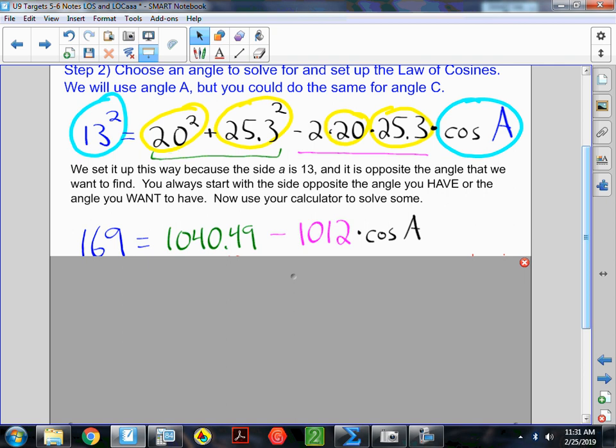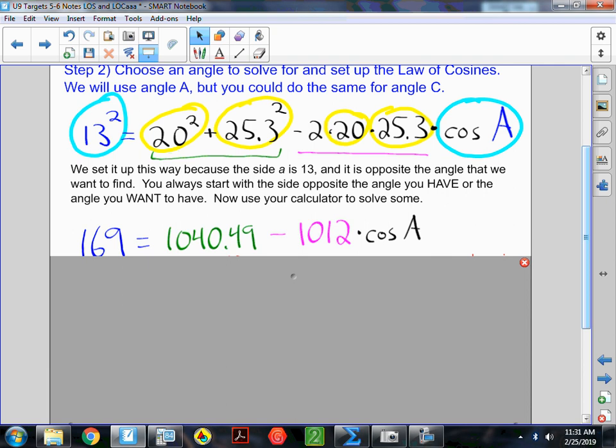So I did a little bit of simplifying. I put it in green there. 20 squared plus 25.3 squared is 1040.49. I also did the rest of it. 2 times 20 times 25.3 is equal in pink, negative 1012. And you can't subtract the green and pink numbers because the pink number, negative 1012, is actually part of a term attached to cosine A being multiplied.